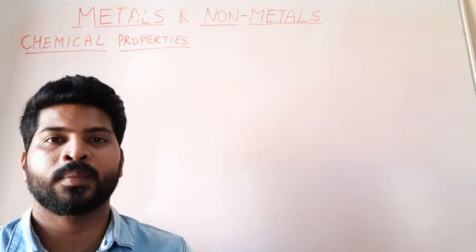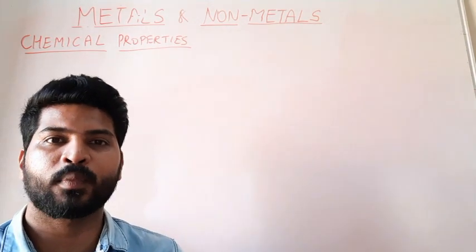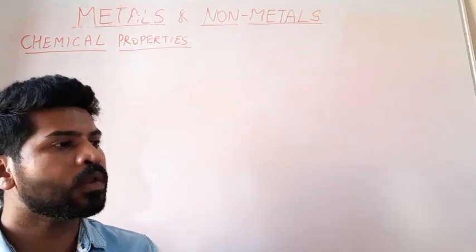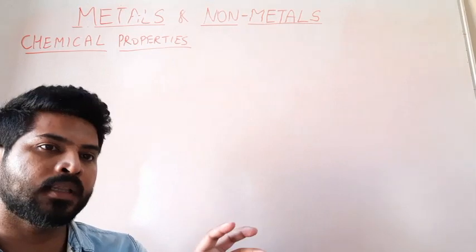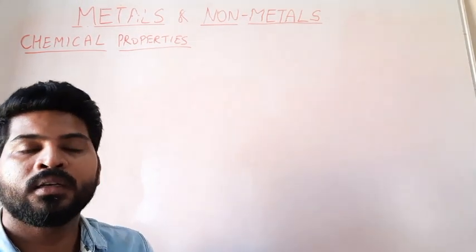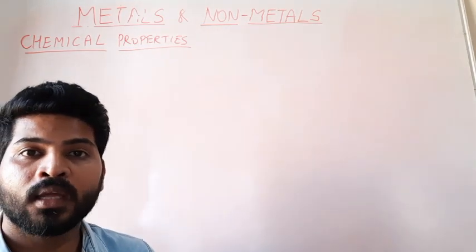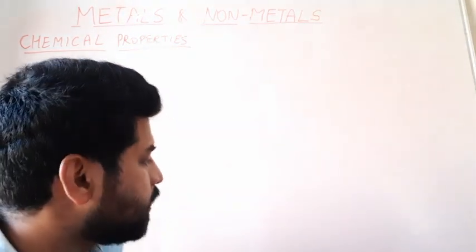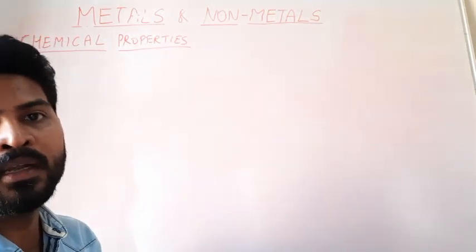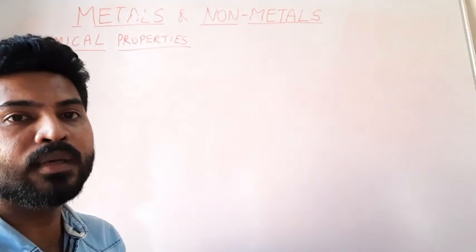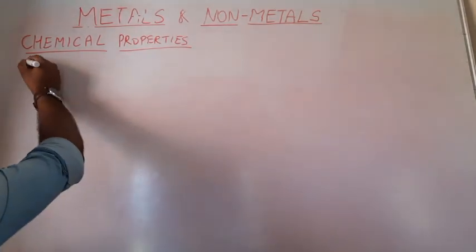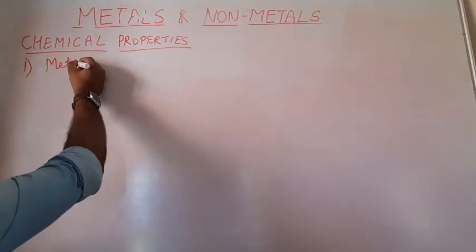Welcome back. In the previous session, we discussed the physical properties of metals and non-metals. We also saw how a metal reacts with a non-metal, which in turn leads to the formation of ionic compounds. Let us look at some other chemical reactions of metals and non-metals to understand a little more about their chemical nature.